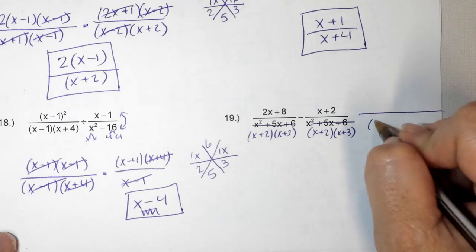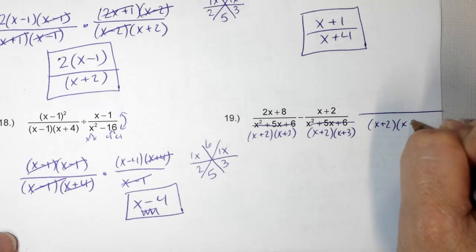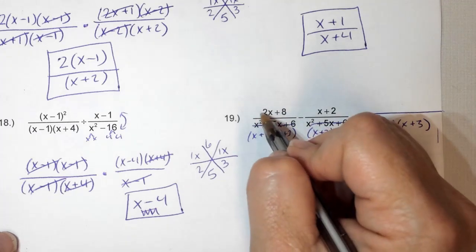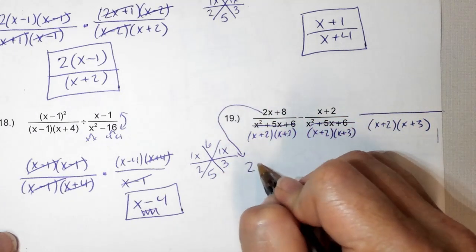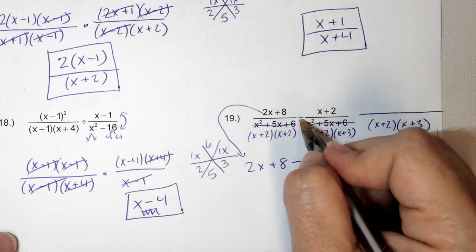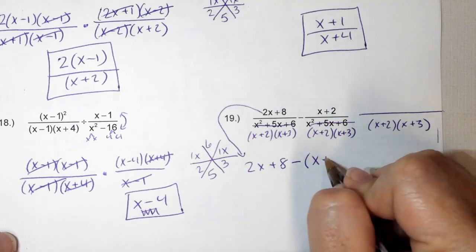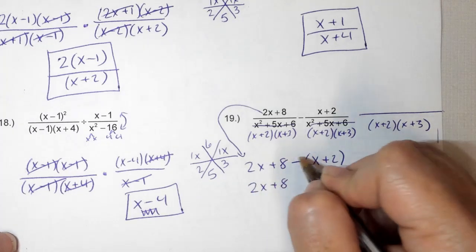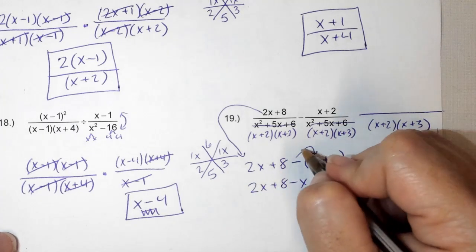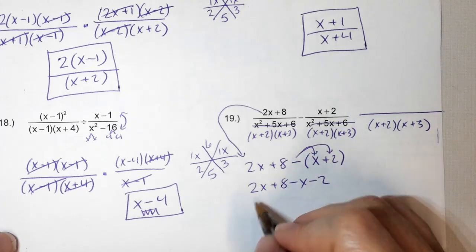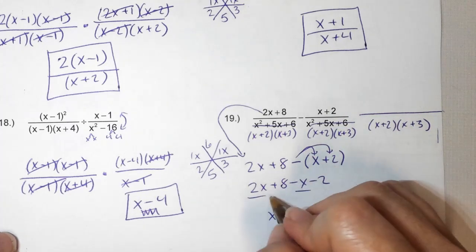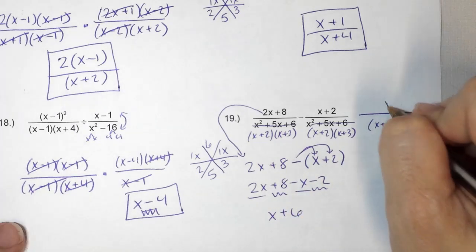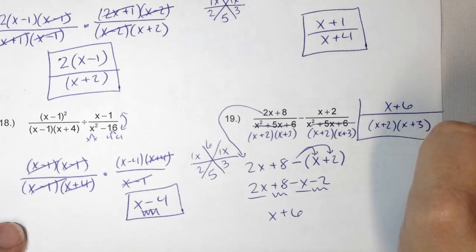So remember, always write your LCD to the side. And then we're going to simplify the top. So we didn't have to change anything because they already matched. However, when I have a minus, I have to use parentheses after the minus. So this becomes 2x plus 8 minus x minus 2. It becomes x plus 6, which doesn't simplify, so there is my answer.